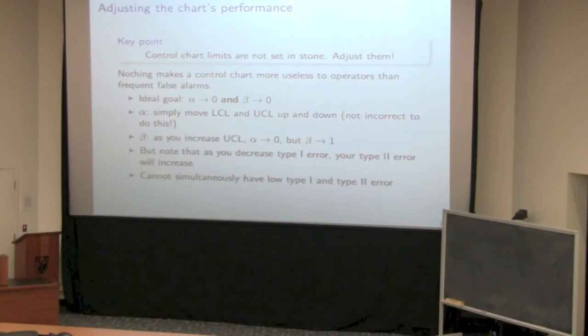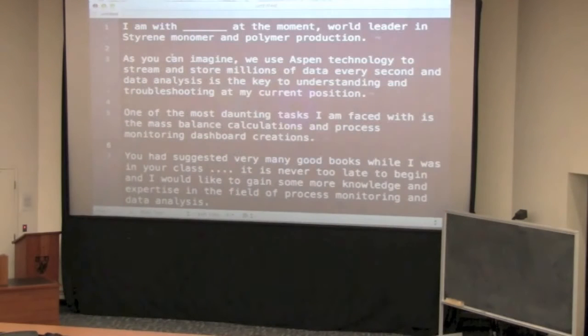Okay, so let's take a look back at where we left off yesterday. Just to introduce this topic, I received this email a few days ago. This is from a former student from 2 years ago. He says, I'm with company XYZ at the moment, in styrene monomer production. This is in Sarnia, Ontario. As you can imagine, we use Aspen technology. He's referring there to IP21.